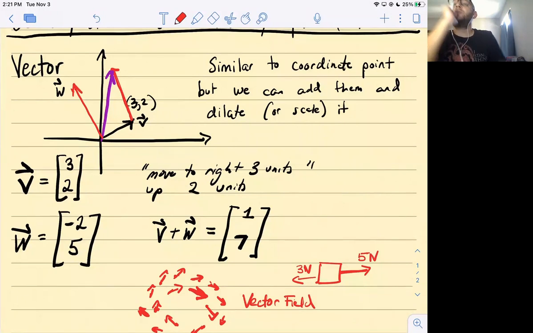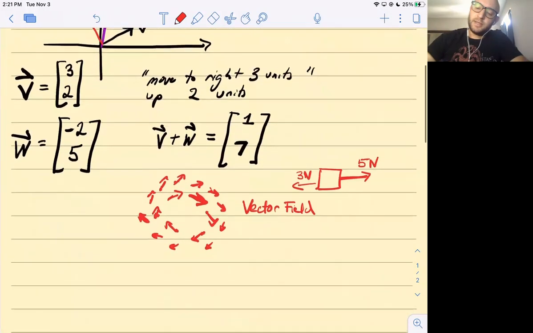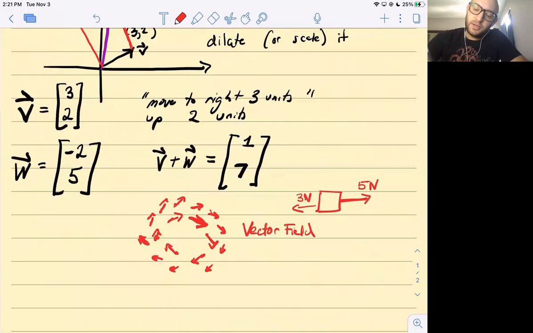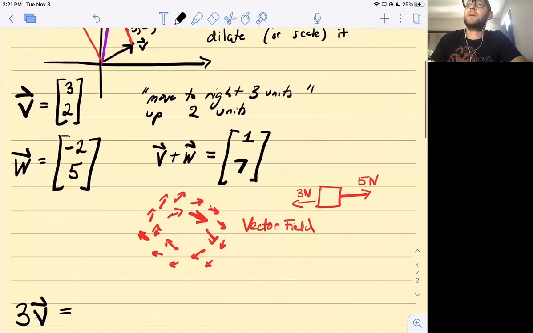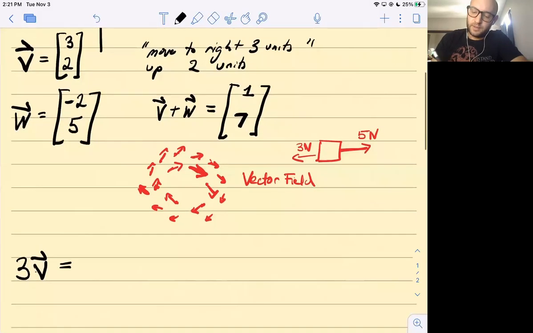And the other thing you can do with them is scale them. So if you want to do 3 copies of V, what do you guys think 3 copies of V is? So 3 times V, what would that be equal to? And V is the same vector here. Nice. You just multiply everything by 3. This would be just 9, 6.